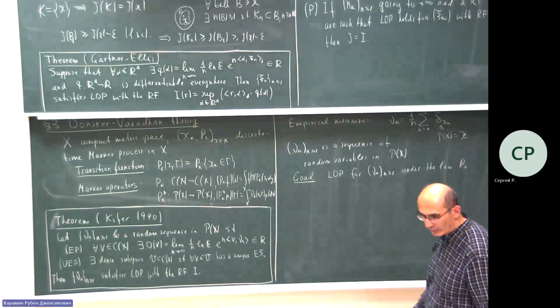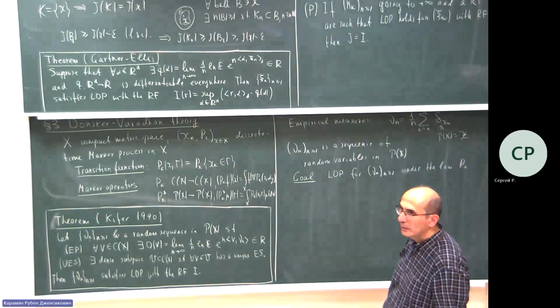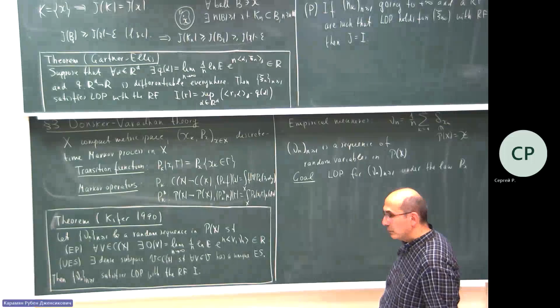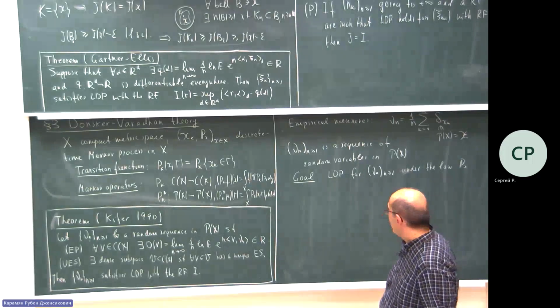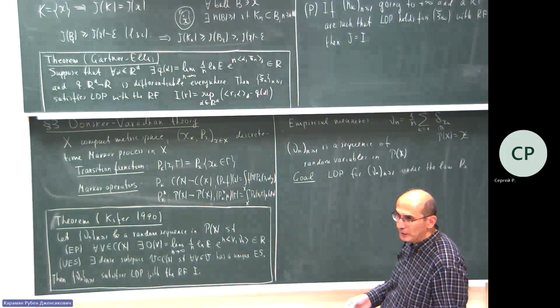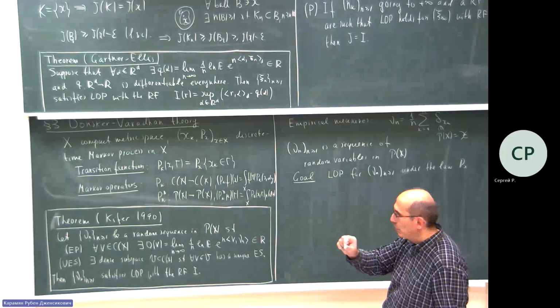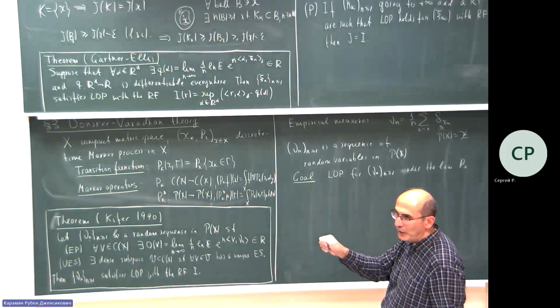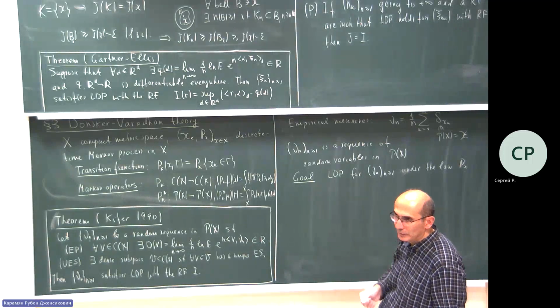Yes, so this is the average number of random points in a set. Or sometimes it's called occupation measure, and it's exactly that: you take a set and you look at what proportion of time the process spent in that set.